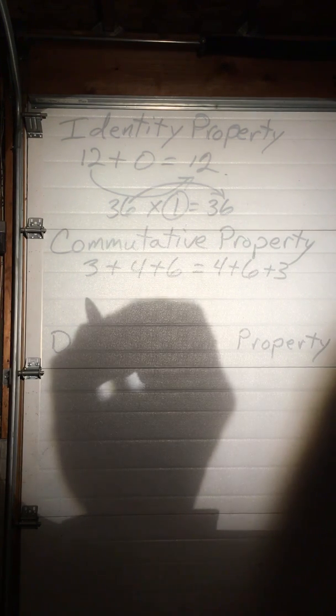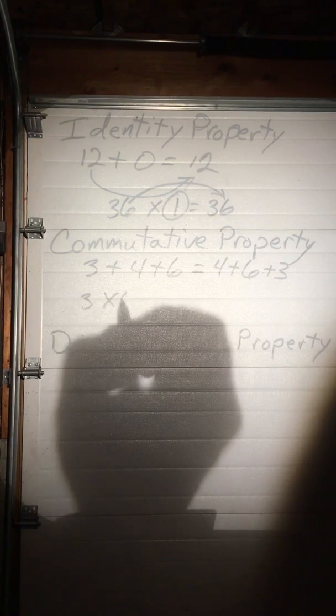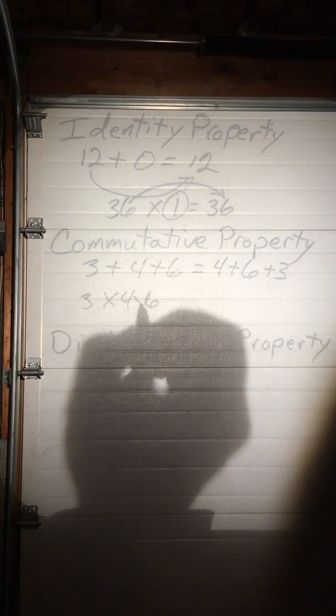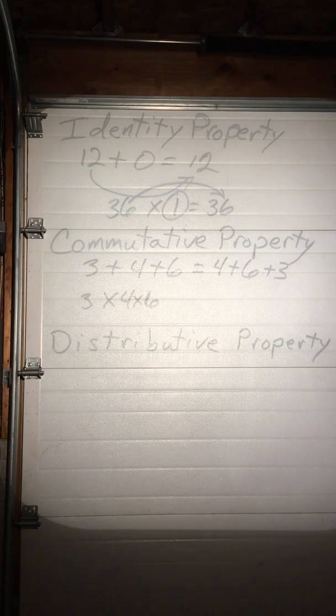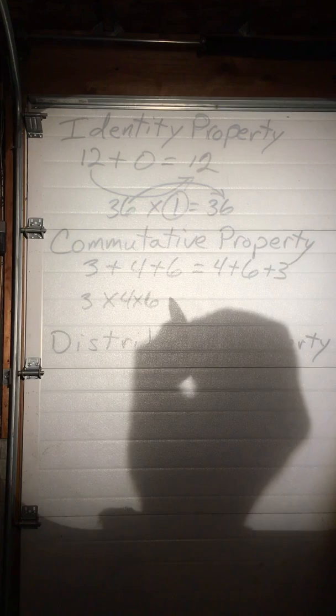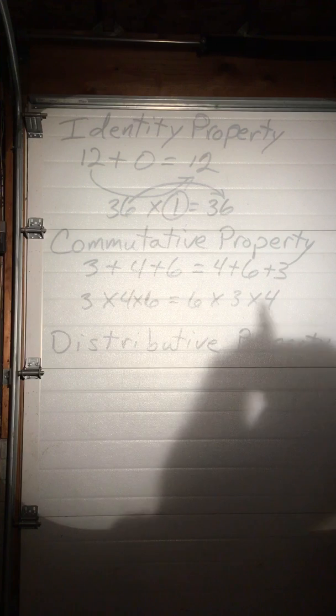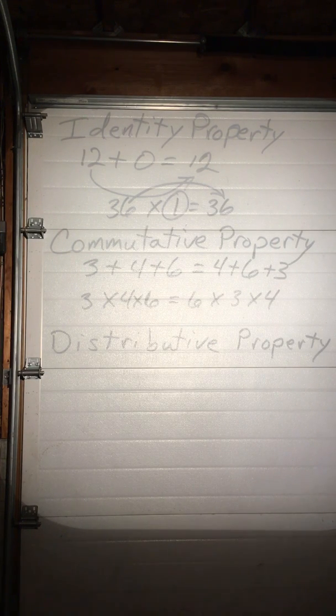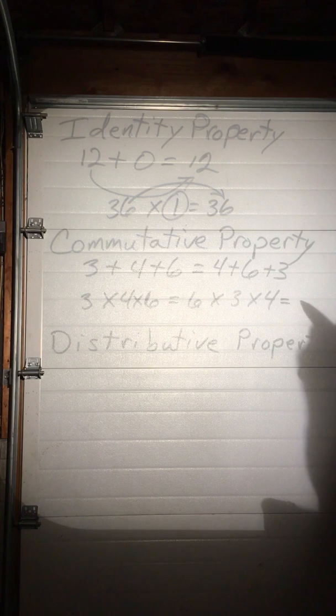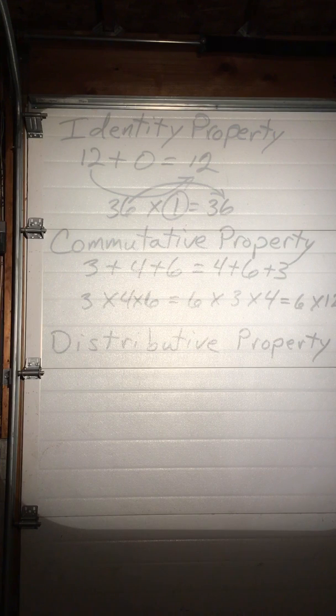With multiplication, it's the same thing. If we have that problem, 3 times 4 times 6, we can rearrange it as long as we have the same numbers multiplying together. It will be the same answer. And this would equal 6 times 12, which would be 72. Alright.